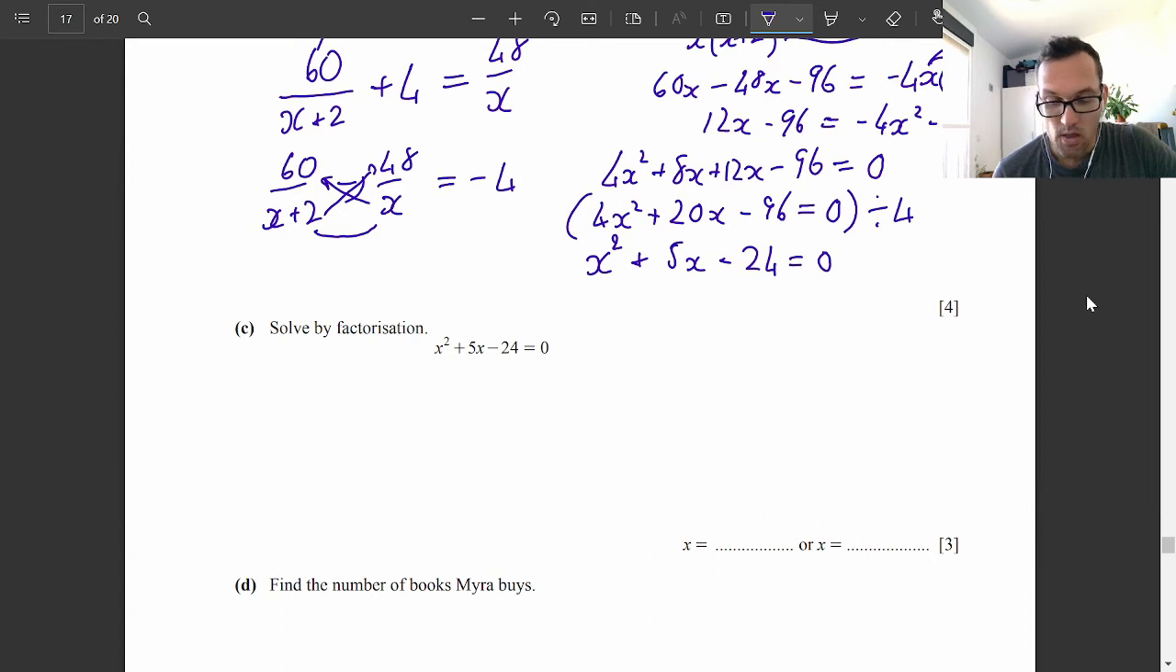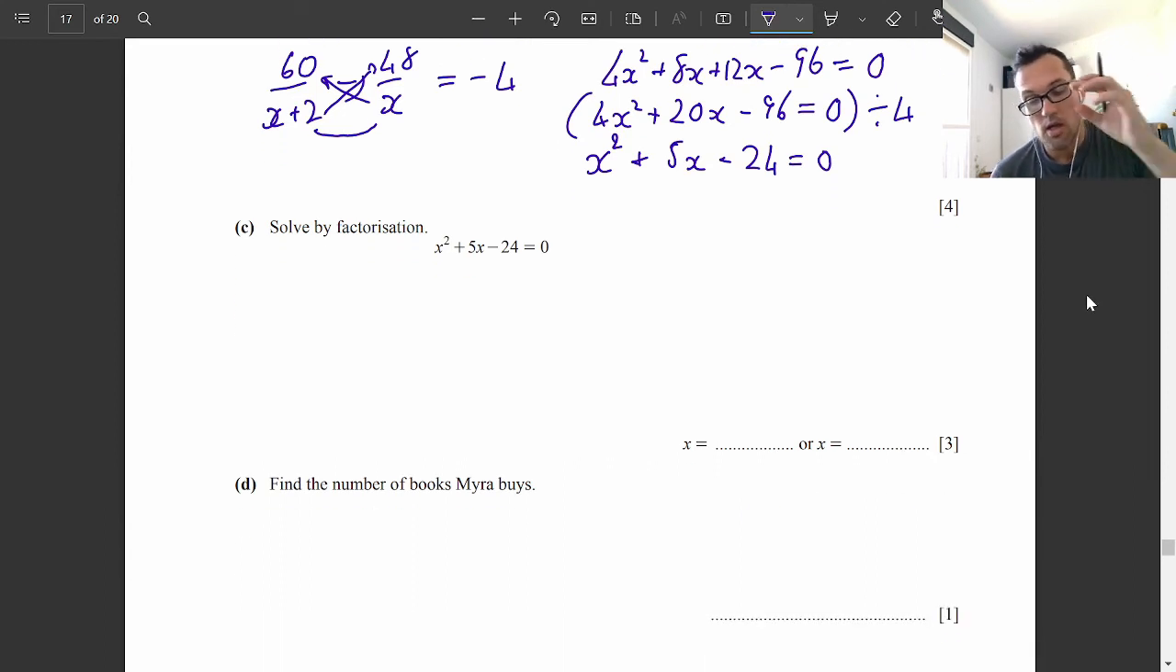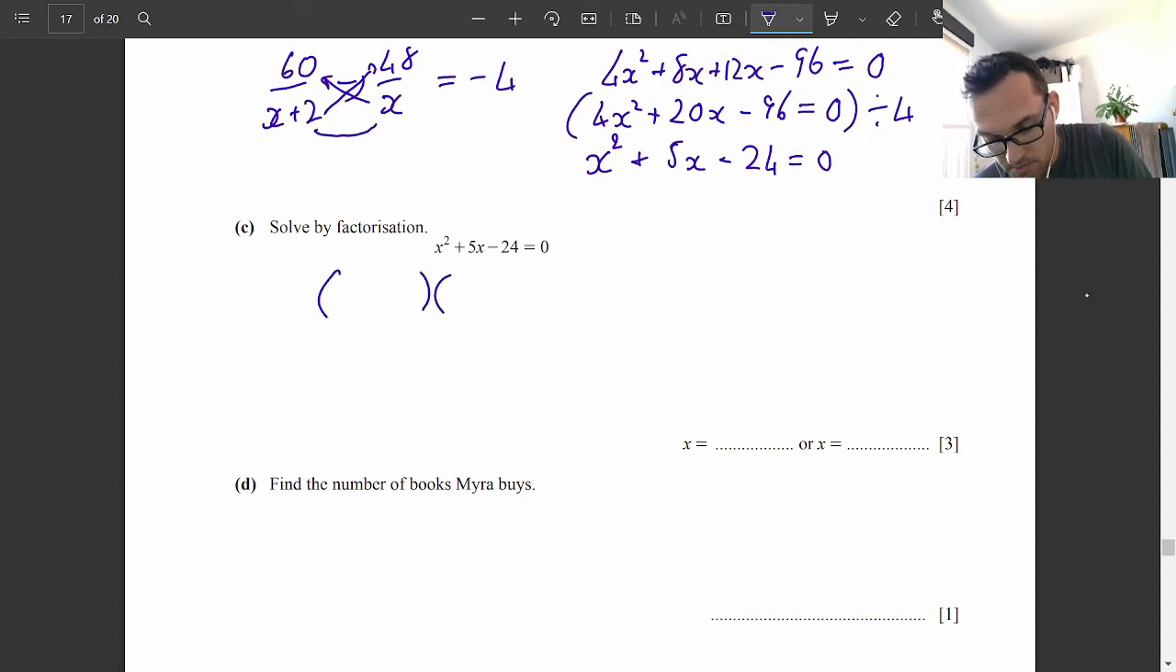Question C wants now for us to solve that equation, and they are very specific. They want us to use factorization. So factorization means for a quadratic equation, 2 brackets. We're going to have the x there and an x there. And because we got a negative 24, we know that one of these signs is going to have to be a negative, because as we multiply the last two terms, we need to get negative 24. So let's think of two numbers multiplied together that give us negative 24.